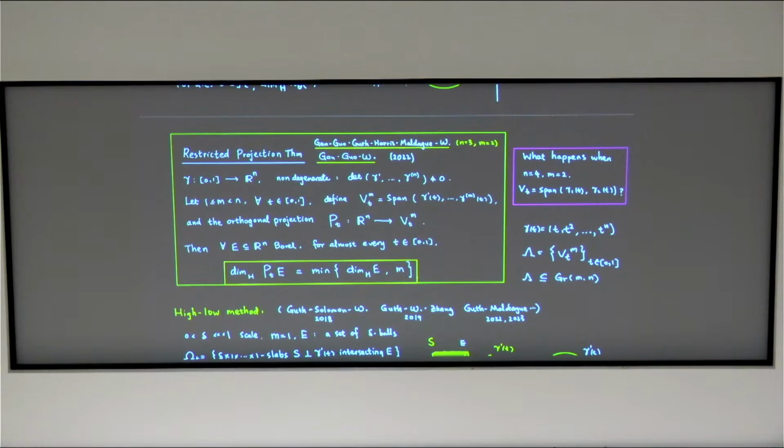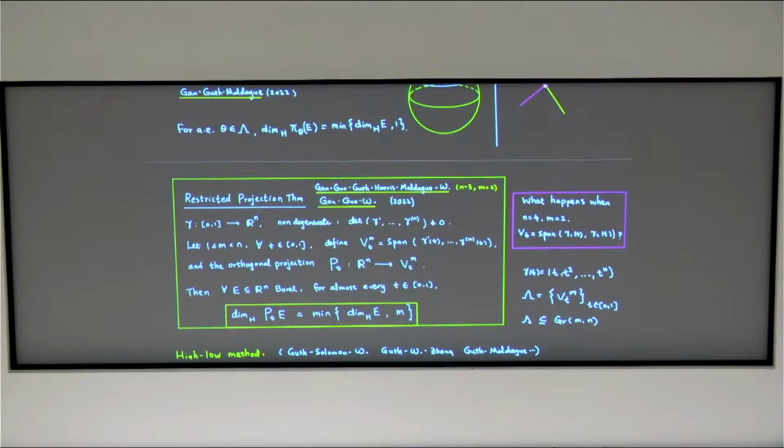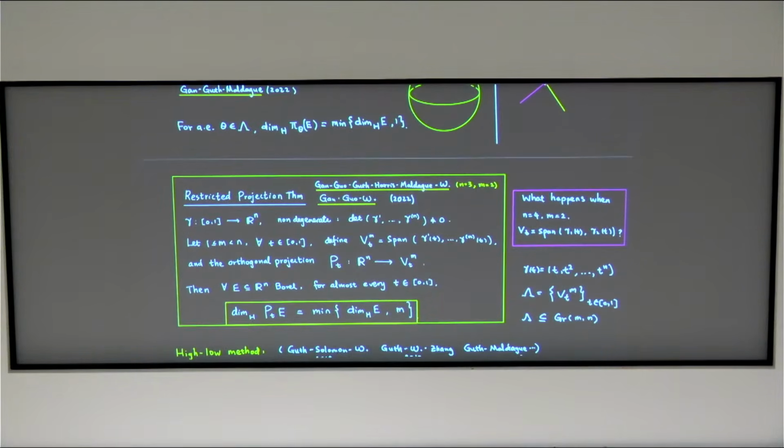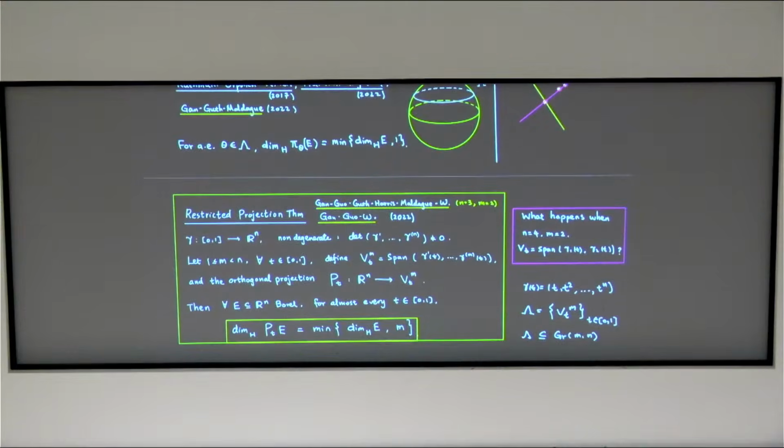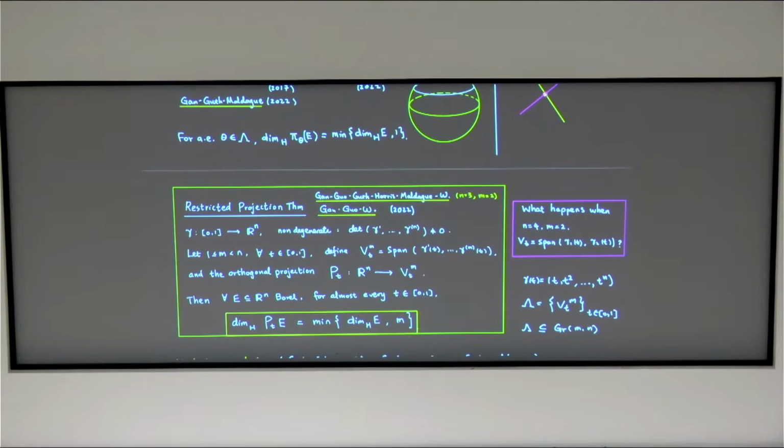Maybe I should pause and ask, are there any questions on the statement of the theorem? Sorry, the theorem above, is that true for all m and n? This is true for all dimensions n and all m between 1 and n minus 1. Yes. Are there more questions?